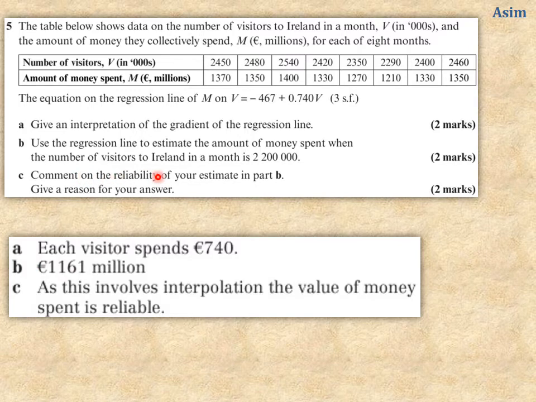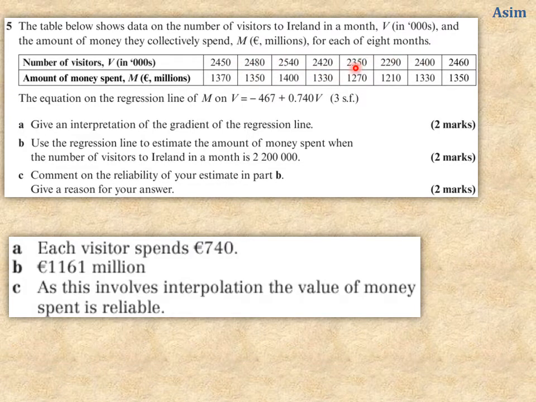Comment on the reliability of this estimate. See, again, this is a very common question in your regression questions. They will ask you the reliability. What you do is you look at this data and see if this data is within the data you are studying. See, 2200, forget about the 3 zeros here. 2200 is definitely within the data that I am studying here. We have 2290, we have 23, we have 24, 24, 26, something like that. So it is in the data.